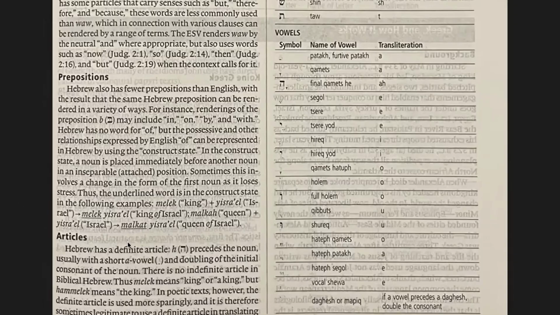Articles. Hebrew has a definite article, ha, that precedes the noun, usually with a short a vowel, and it shows a sign there, and doubling of the initial consonant of the noun. There is no indefinite article in biblical Hebrew. Thus, melek means king or a king, but hamelek means the king.